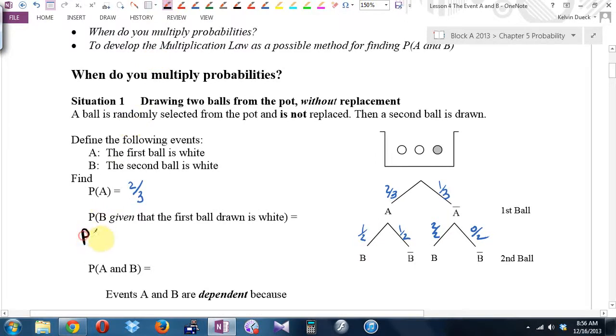The probability of B, the abbreviation for "given that" is a vertical line. A occurred. We would write it that way. The probability of B, given that you're down the branch that A occurred, is what? You see it? Rosanna, you see it? Given that you're down branch A, what's the probability of B?